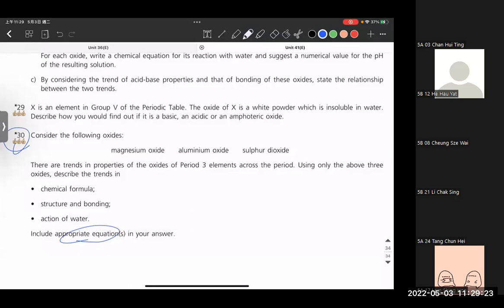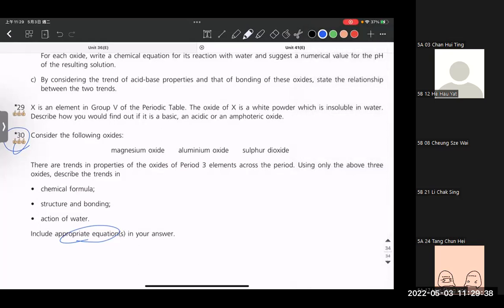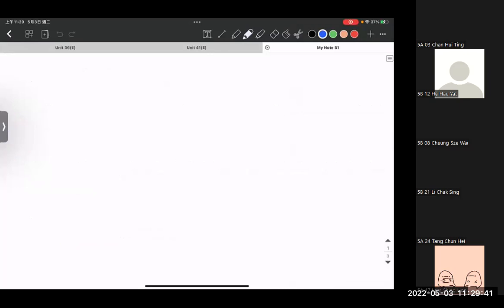Now, because it's an exit type question, you may need to write down a paragraph-length answer. But for us, I would like to draw a table instead, because it seems easier to manage this part, to try to make it neat. So first of all, chemical formula. Chemical formula of oxide being MgO, Al2O3, SO2. Okay, and what else?